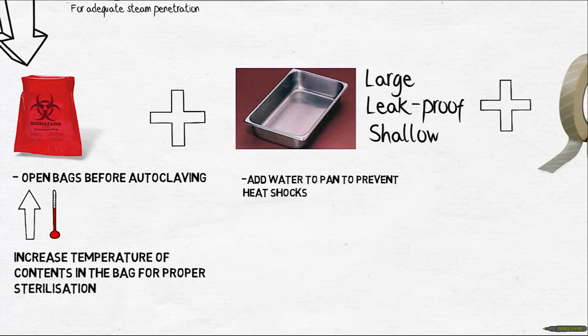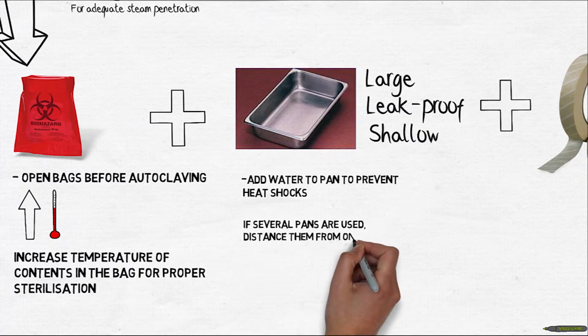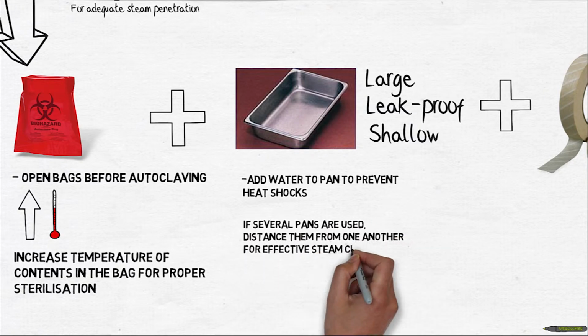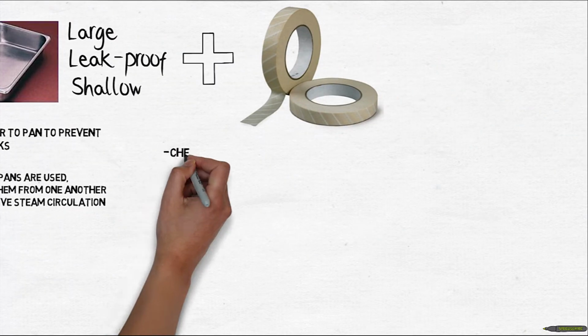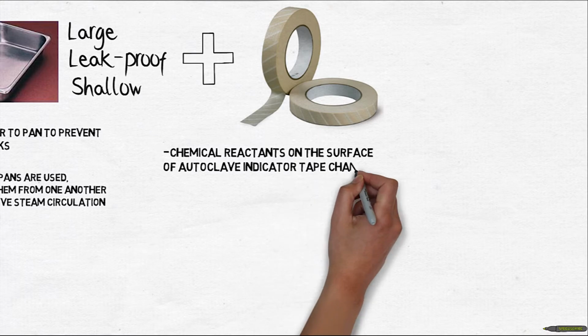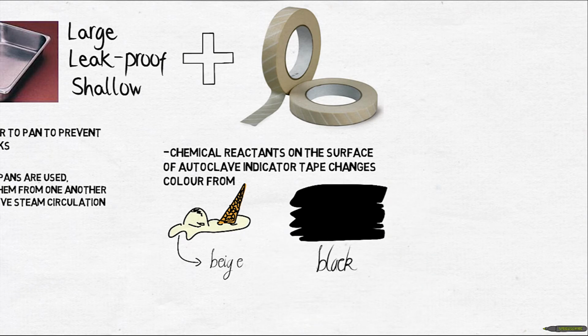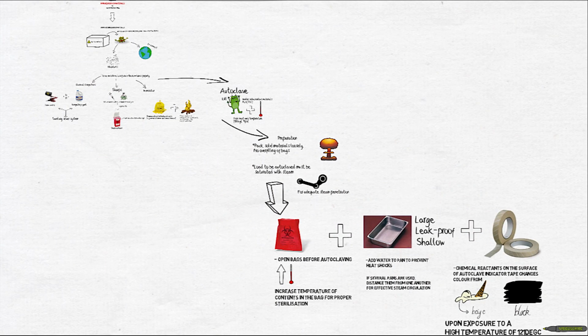Some water should be placed on the pan in order to prevent heat shocks, and if several pans are used in the same autoclave machine, they should be distanced from one another for effective steam circulation. Chemical reactants on the surface of the indicator tape will cause the color of the tape to change from beige to black upon exposure to the high temperature of the autoclave, signaling that the autoclaving was successful.